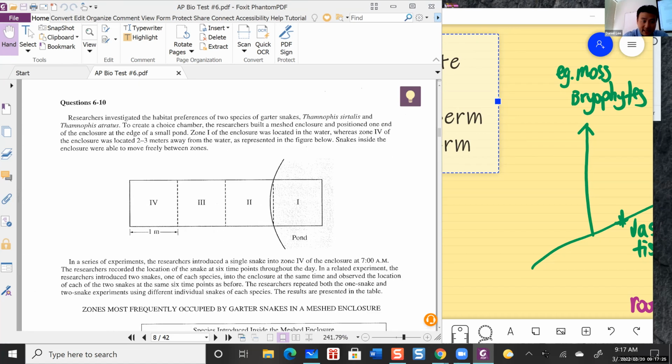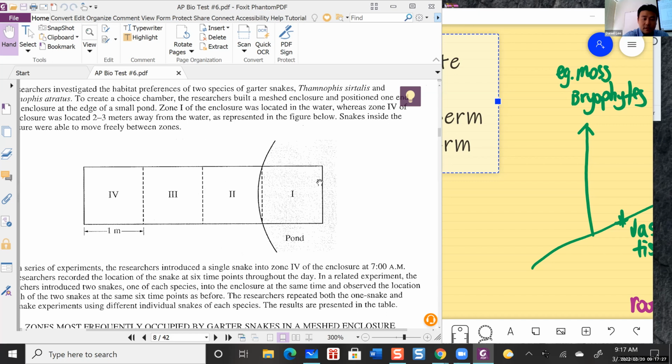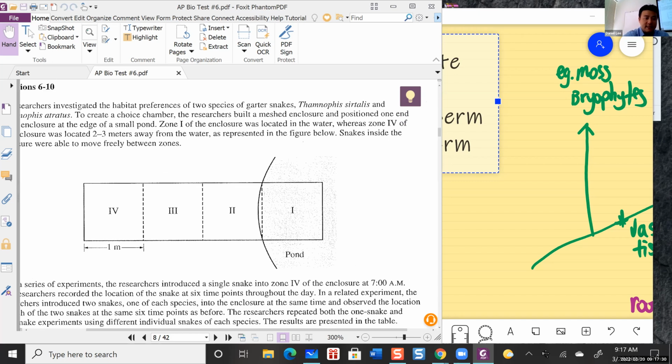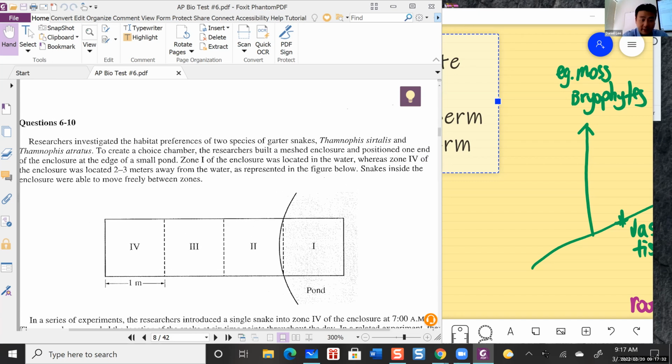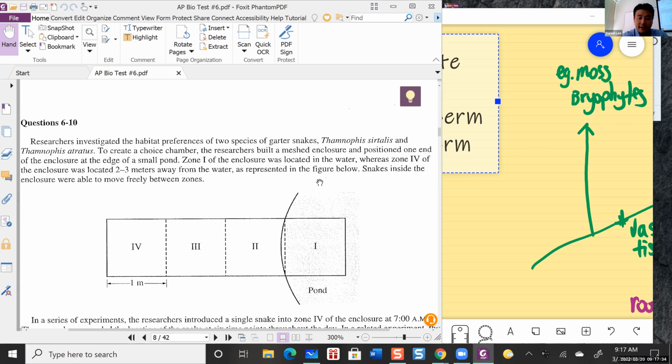All right, 6, 7, 8, 9, 10 here. The 5 questions here are a data set question, so make sure you get those, guys. This one talks about, it's clear enough, yeah? Researchers investigate the habitat preference of 2 species of garter snake.